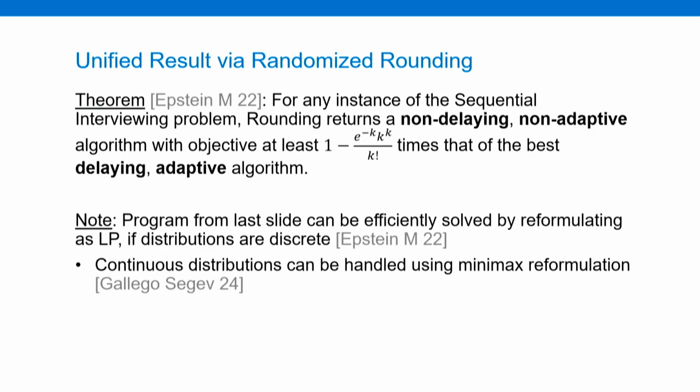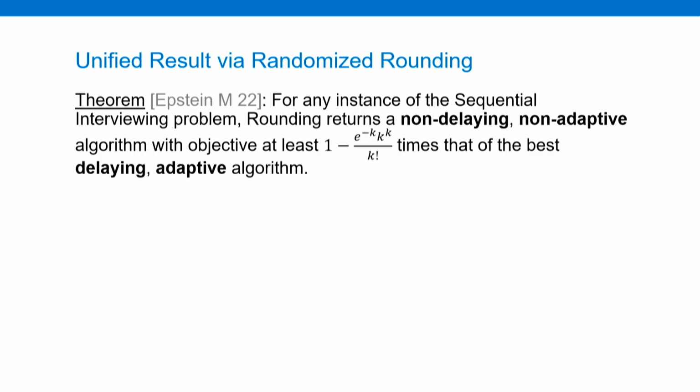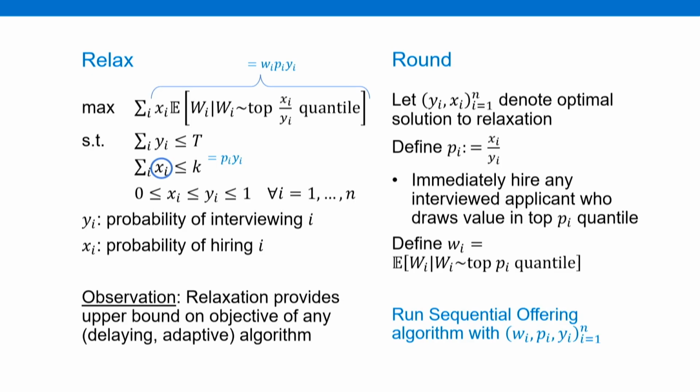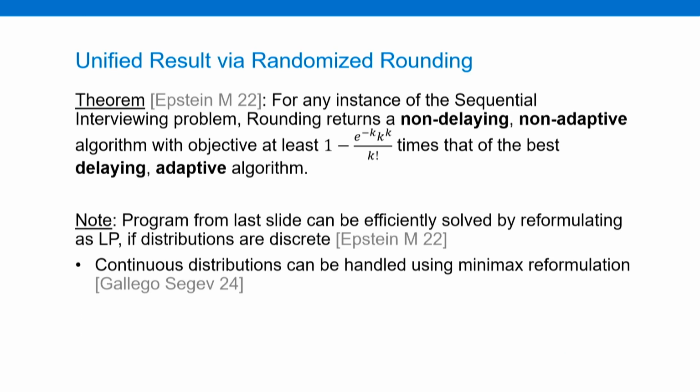OK, one final thing. I kind of slid this under the rug. It wasn't obvious that the, quote, the program was actually an LP that you could solve. If distributions are discrete and finitely supported, you can reformulate it as an LP. You can also handle it if they're continuous using some minimax reformulation. But I did sort of hide one thing. It wasn't obvious that this was an LP, but hopefully you can trust me that it is, and you can solve it at least for discrete distributions.